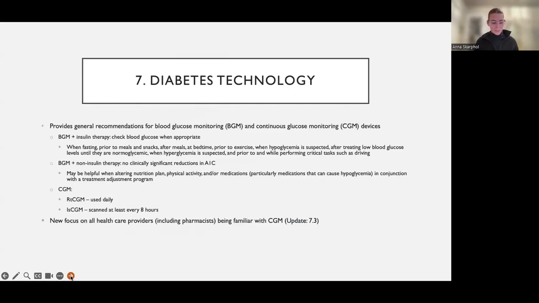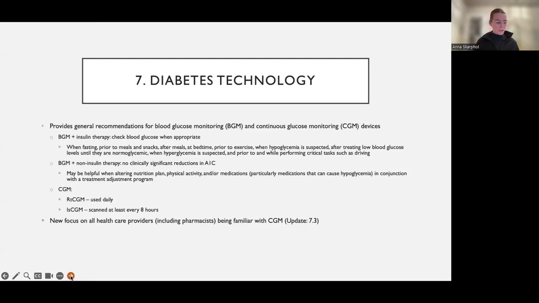Moving on to diabetes technology. Obviously, as time goes on, diabetes technology is advancing, and we're really able to help patients manage and keep a tight watch on their glucose using continuous glucose monitoring now. And they also talk about when blood glucose monitors should be used. So if patients are on insulin therapy, it's obviously appropriate to have a blood glucose monitor. If they're not on insulin therapy, there isn't any clinically significant reduction in A1C, but it can still be really helpful for patients to see, like, oh, that's what my blood glucose is after I eat this or whatever.